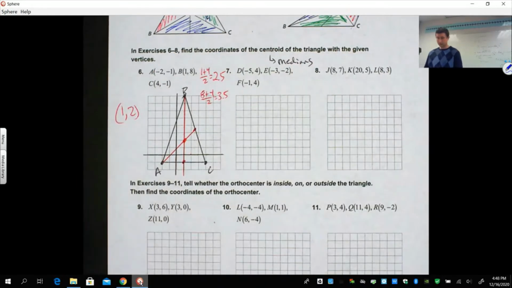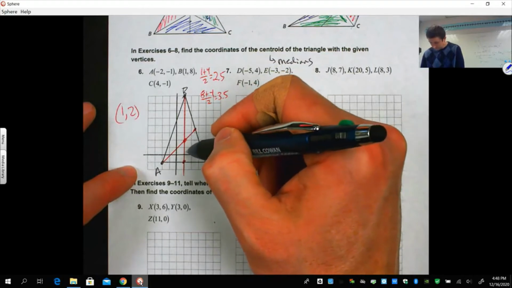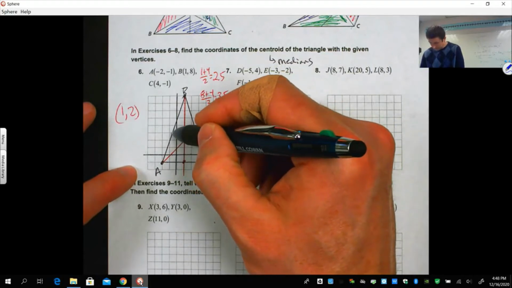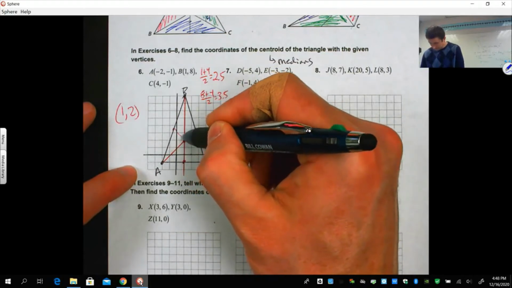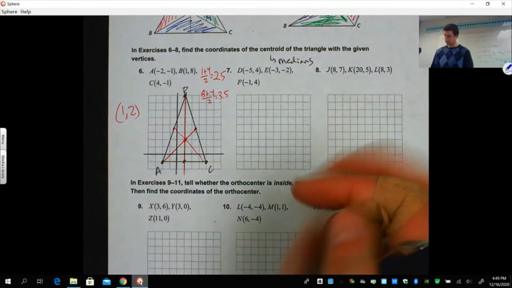1, 2. And again, you can check it. This other side would probably be right there and right there. You go through. Okay? So there's a centroid.